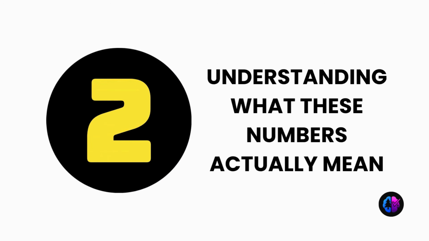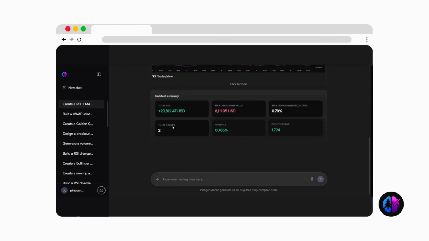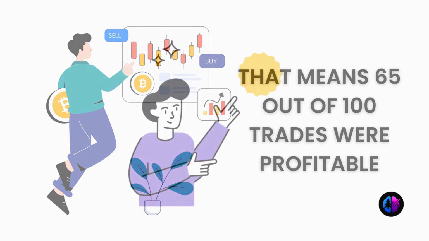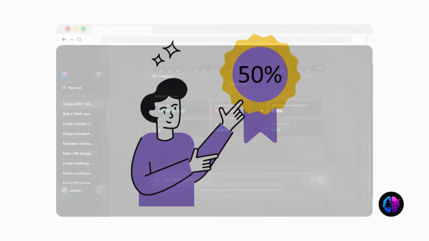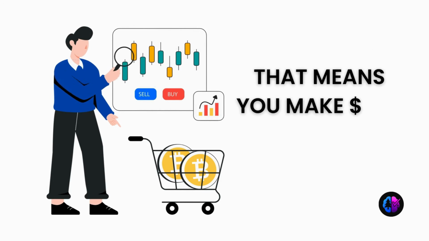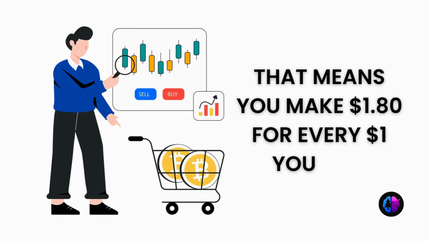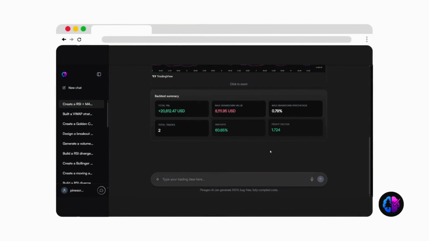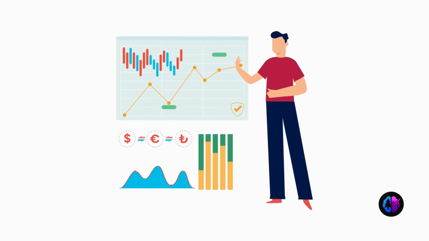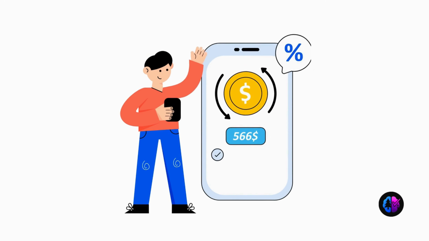Step 2. Understanding what these numbers actually mean. Look at your PineGen AI backtest results. See win rate 65%? That means 65 out of 100 trades were profitable. You want this above 50%. Profit factor 1.8? That means you make $1.80 for every $1 you risk. Anything above 1.5 is solid. Total return shows your overall profit percentage.